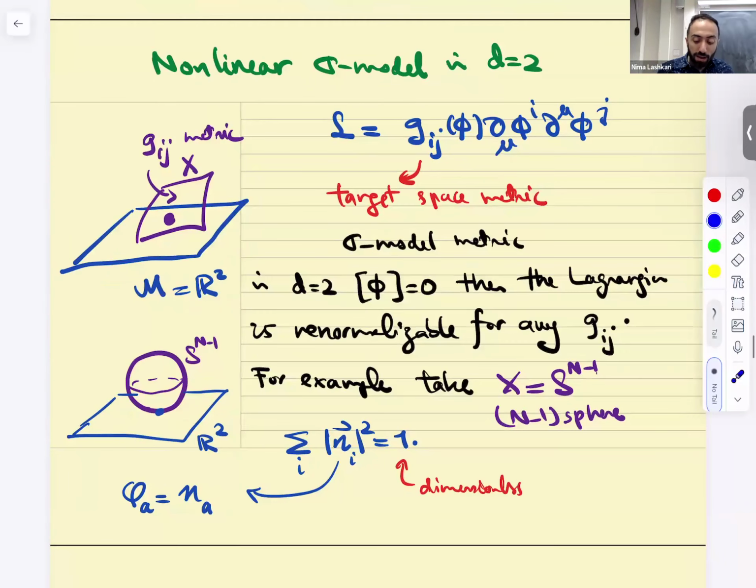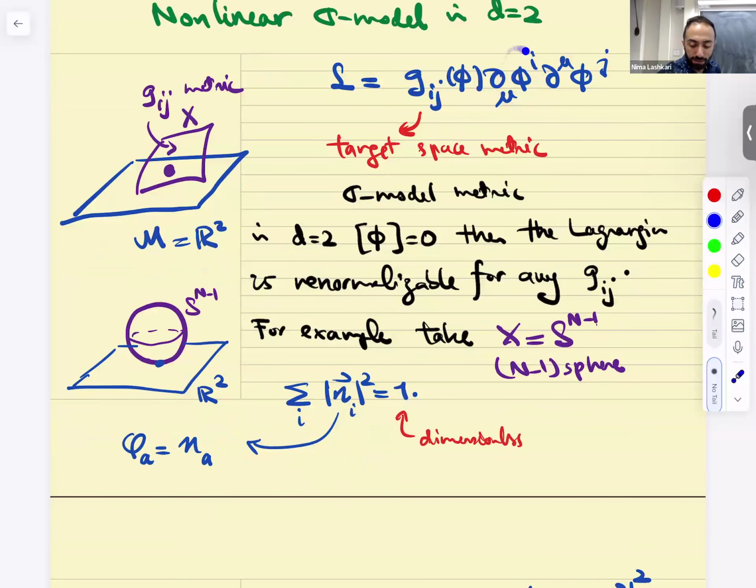All right, I'm going to take the example. I'm not going to do string theory where X is space-time. I'm going to take X to be a Euclidean manifold, which is the n-1 sphere. What is the n-1 sphere? It's just, pick these fields to be n^a, and I'm going to add this constraint that the n^a sum up to 1. Is that good? Why 1? Is this kosher?